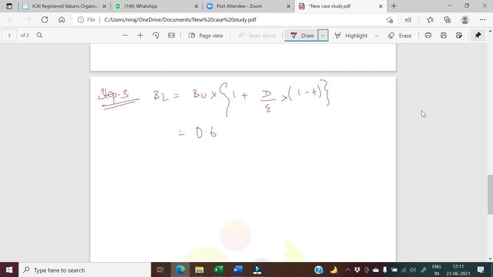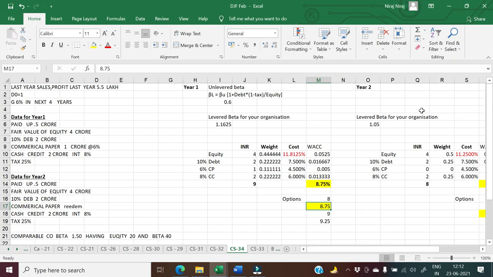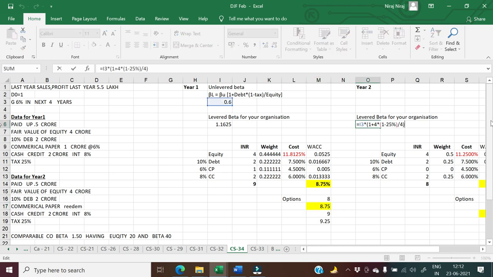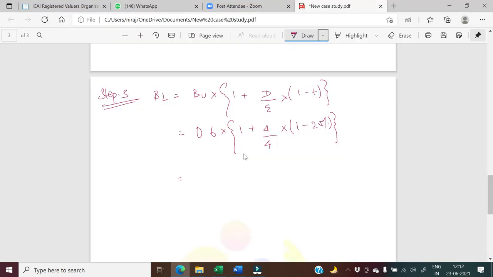No other information has been given about the second company, whether beta or composition is changing. So I will assume it to be 0.6 only, multiplied by 1 plus my debt, which in this case is 4, and my equity is also 4. Why is my debt 4? Because I have already shown you how the total of 4 has come. This is multiplied by 1 minus tax rate of 25%. I have already calculated it and kept it ready for all of you. The answer that I get is 1.05.